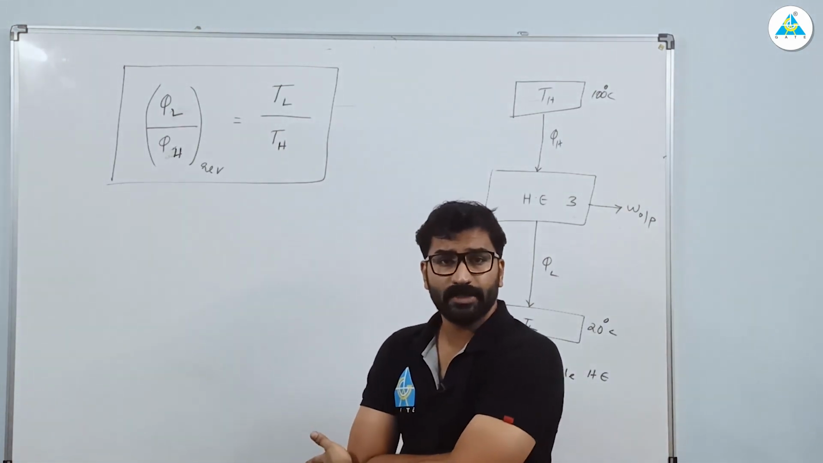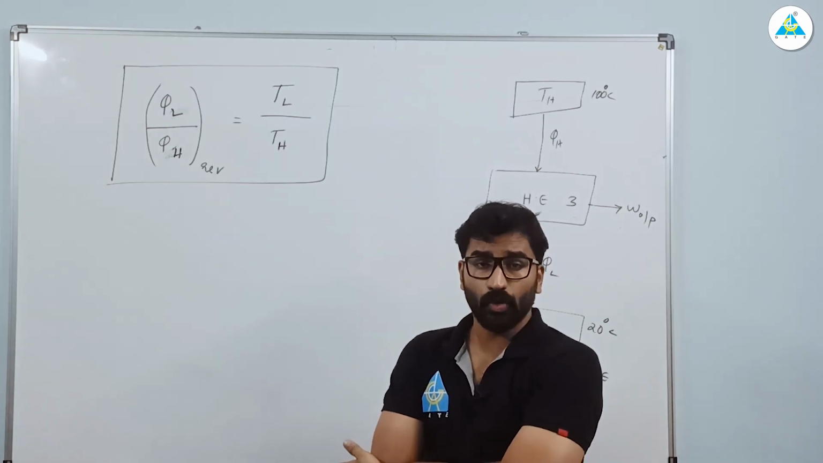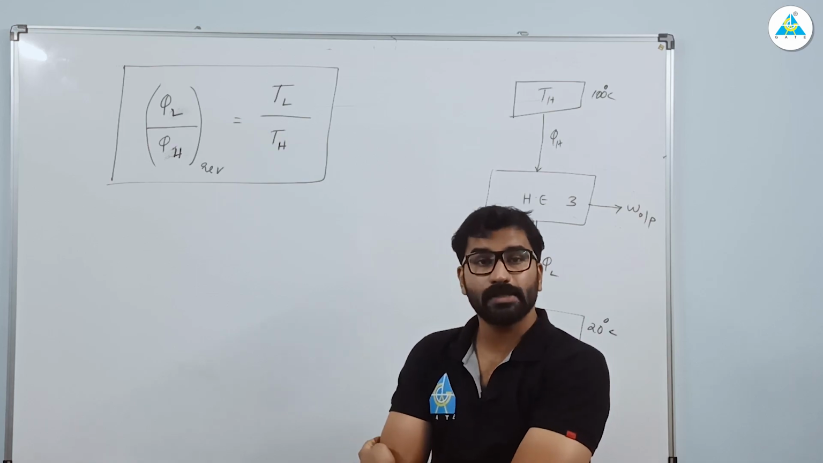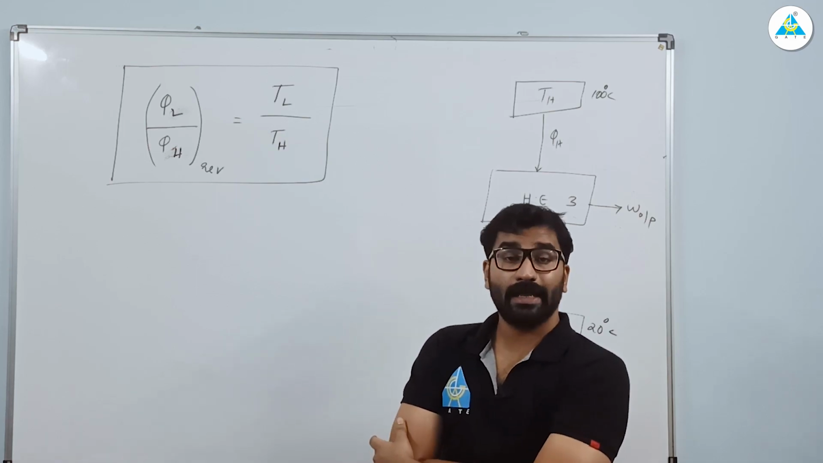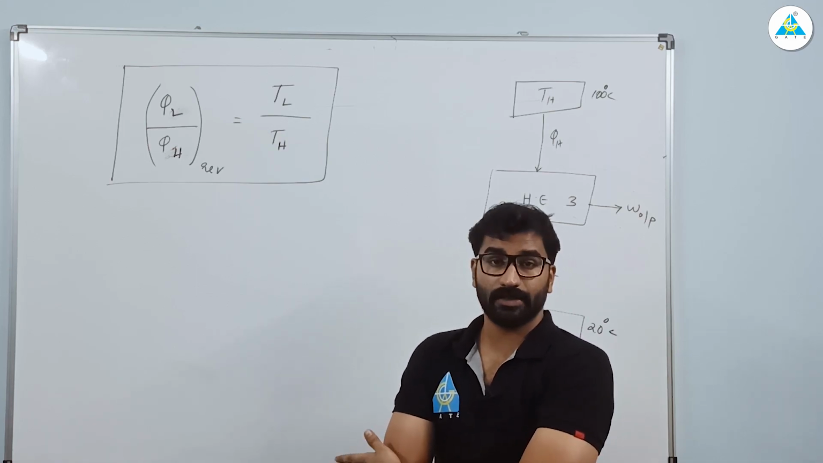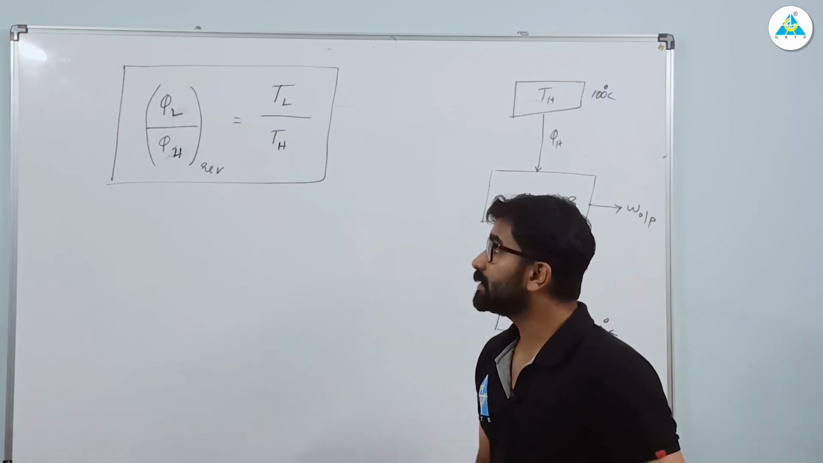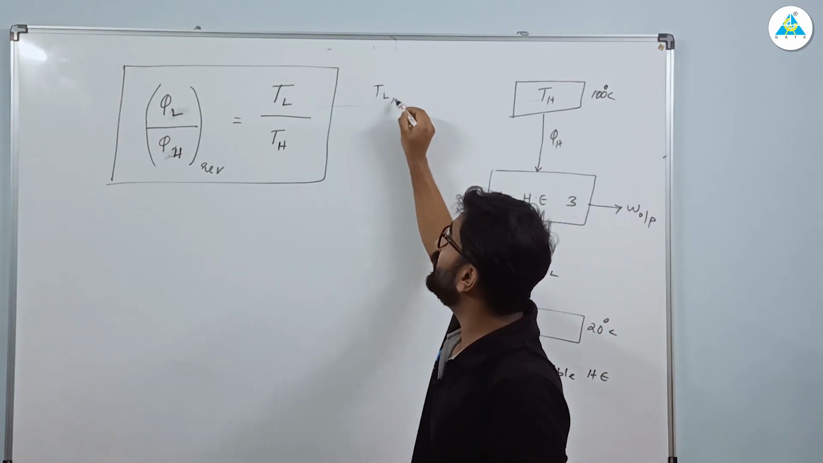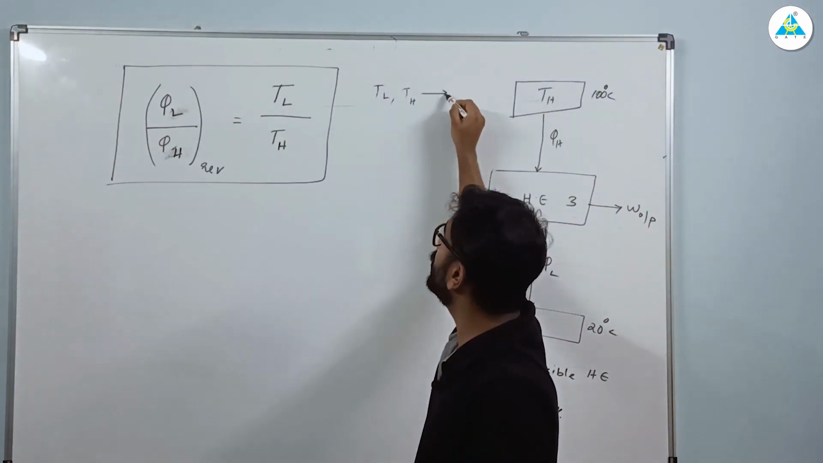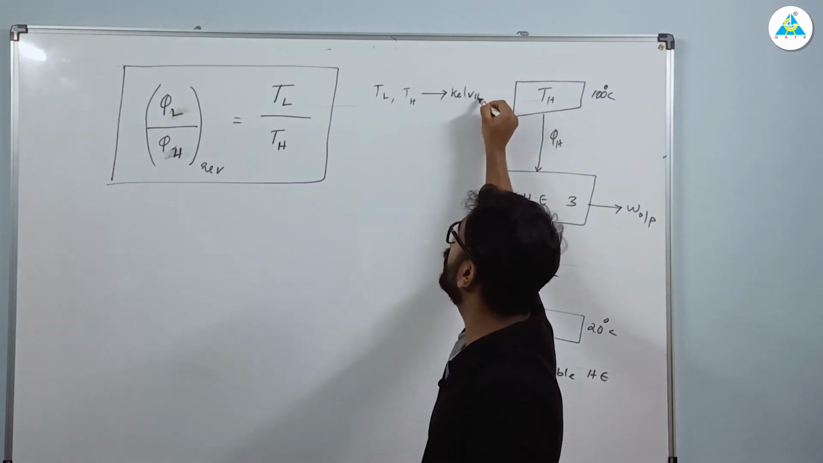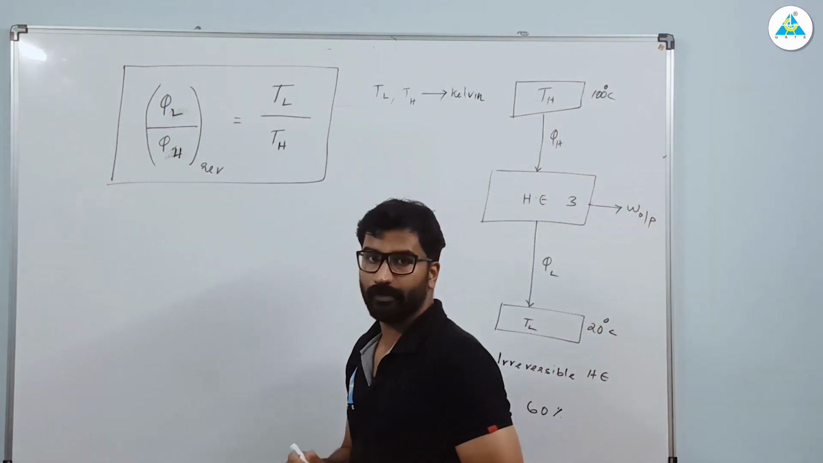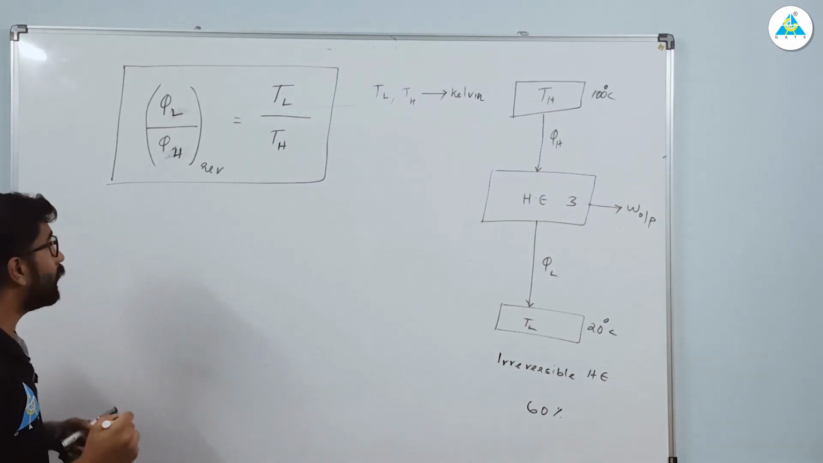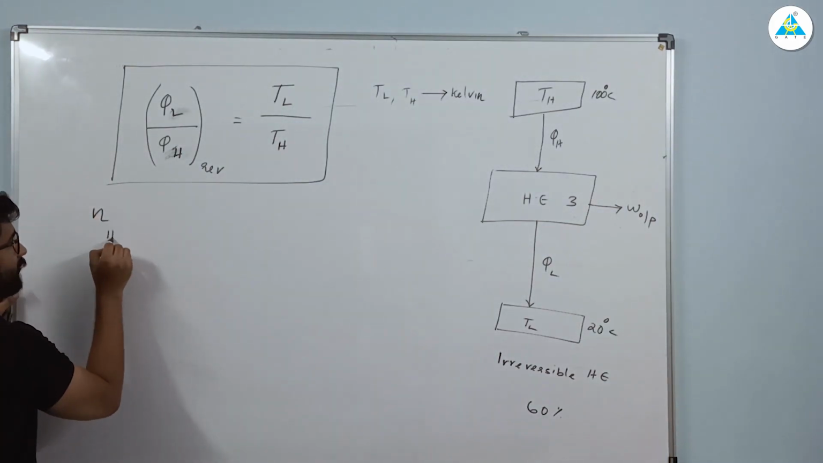QL is the heat rejected for a heat engine. QH is the heat supplied. TL is the temperature of the sink. TH is the temperature of the source. But this substitution is valid only when TL and TH are in Kelvin. You have to substitute TL and TH in Kelvin. Clear?